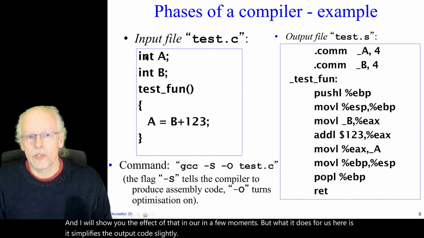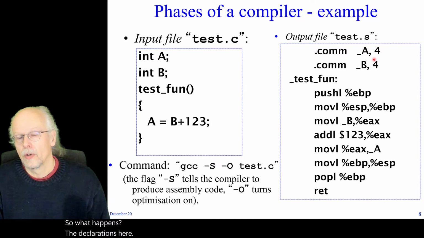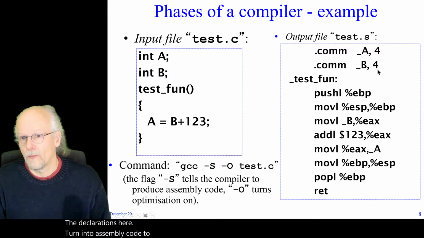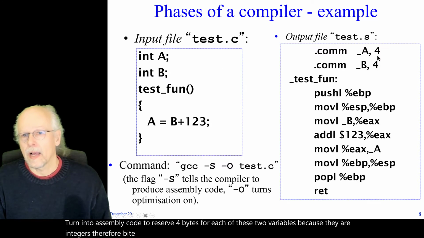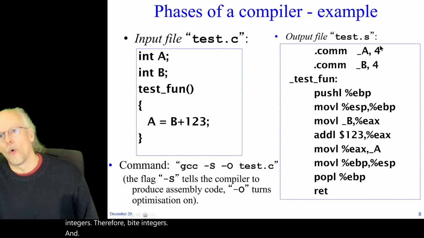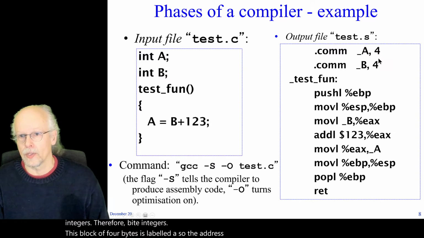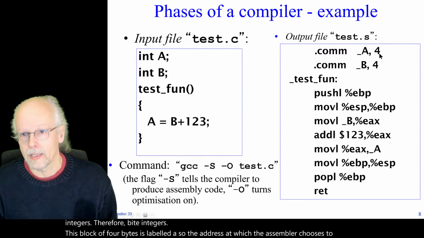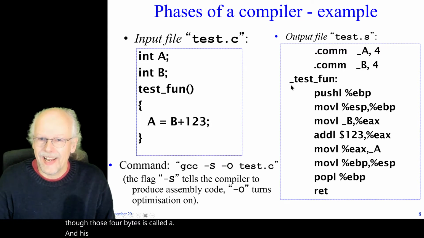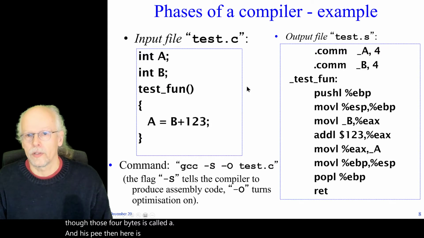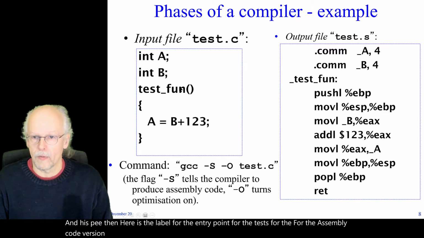So what happens? The declarations here turn into assembly code to reserve 4 bytes for each of these two variables, because they're integers, they're 4-byte integers. And this block of 4 bytes is labeled A, so the address at which the assembler chooses to place those 4 bytes is called A, and here's B. Then here is the label for the entry point for the assembly code version of the C function that we had over here.